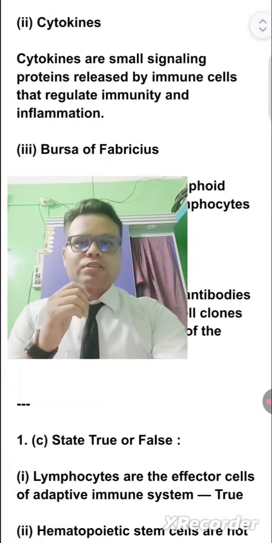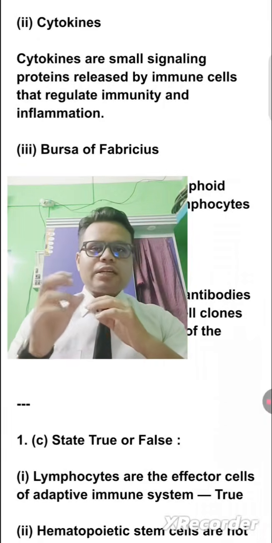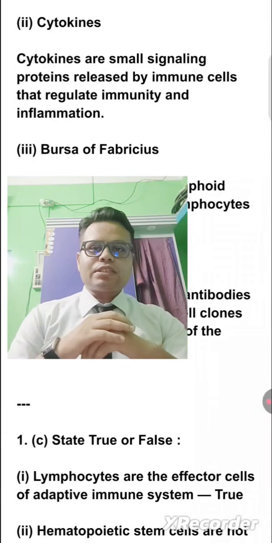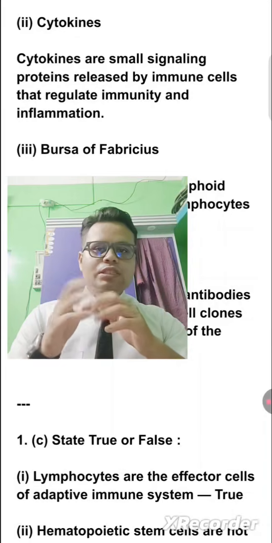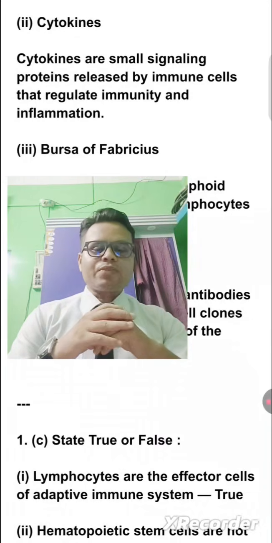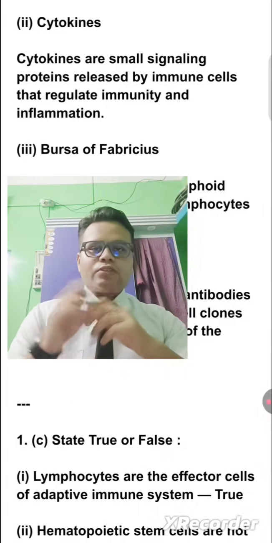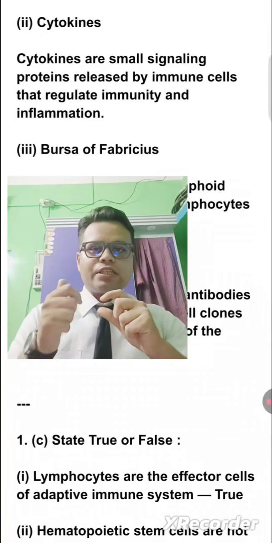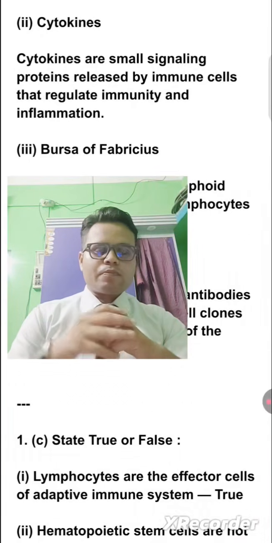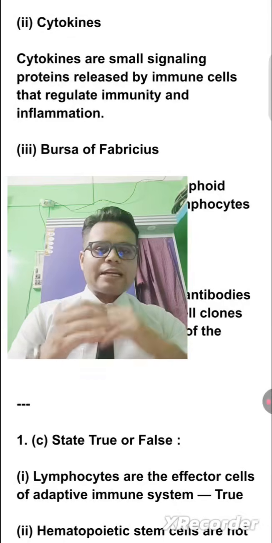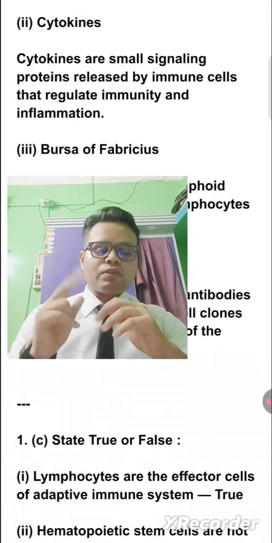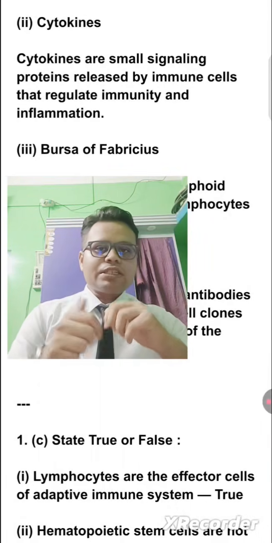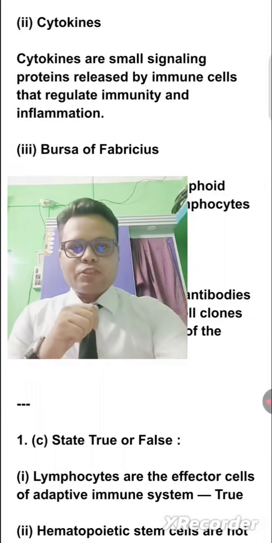If we're talking about cytokines, what do you mean by it? Cytokines are small signaling proteins released by the immune cells that regulate immunity and inflammation. So cytokines are small signaling proteins released by the immune cells first of all, that regulate immunity and inflammation, both come under it.